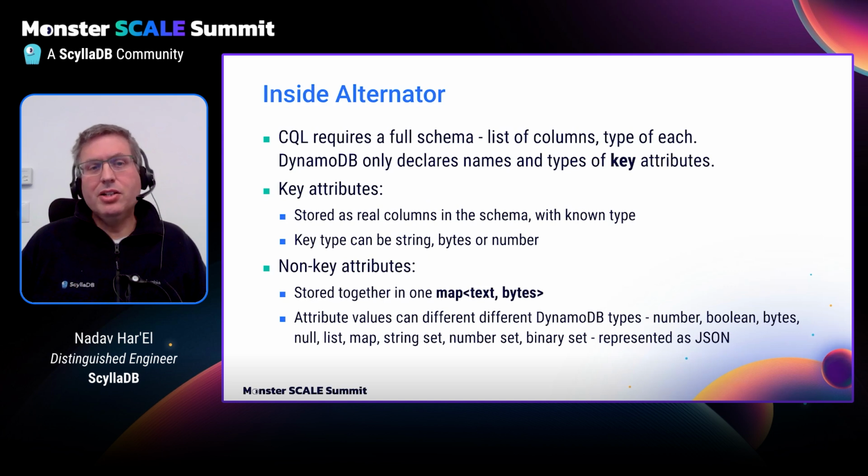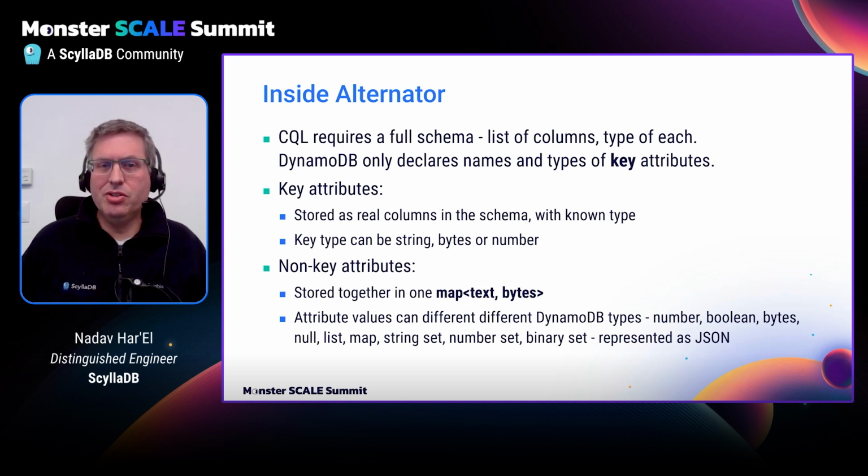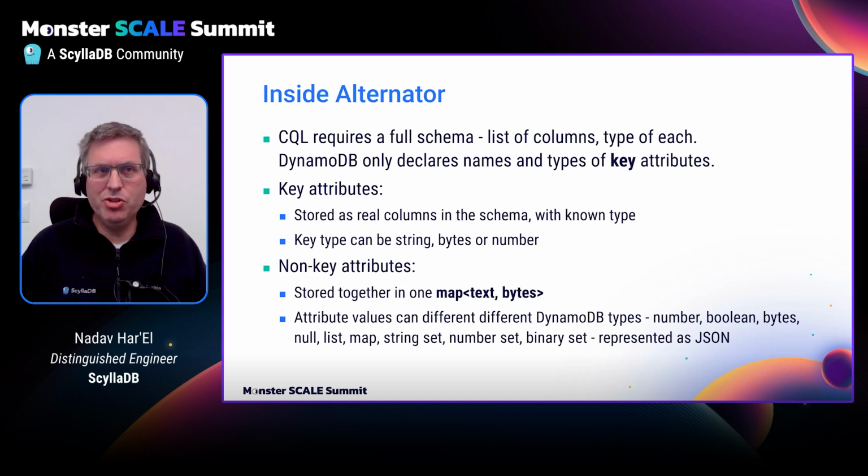And one interesting difference is that CQL needs a full schema. For each table, you need to declare exactly which columns you have and which type each of those columns has. But in DynamoDB, that's not true. In DynamoDB, you just have to declare the names and the types of the key attributes. You have up to 2 key attributes, the partition key and the sort key, and you have to declare their names and their types, but the other ones you don't have to declare.